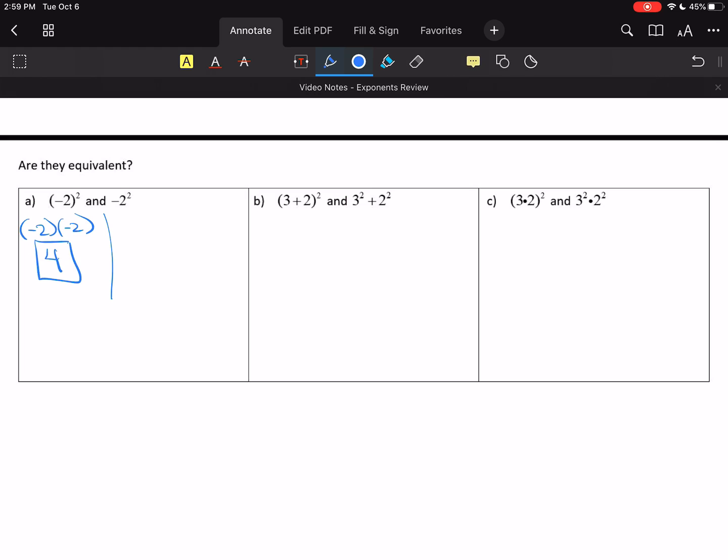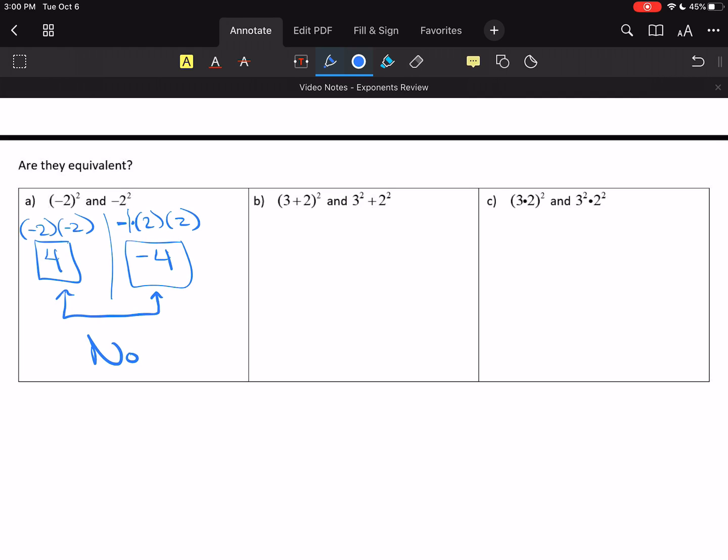Now, the next one, the square is on the 2, and the negative's out front. So that's really negative 2 times 2, which gives me negative 4. So these two things are not equivalent, okay? So if the negative's on the inside of the square, it's going to become positive. If it's not inside the square, so there's no parentheses there, that negative is really negative 1 times 2 times 2, okay?